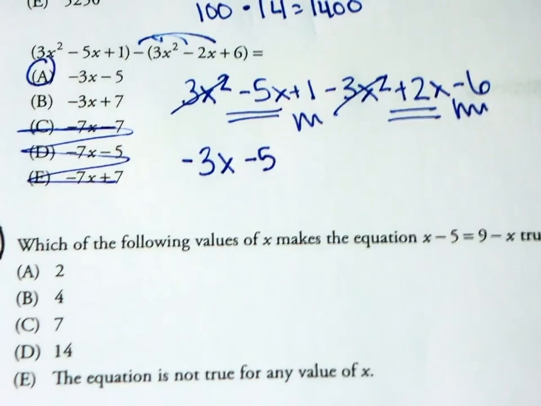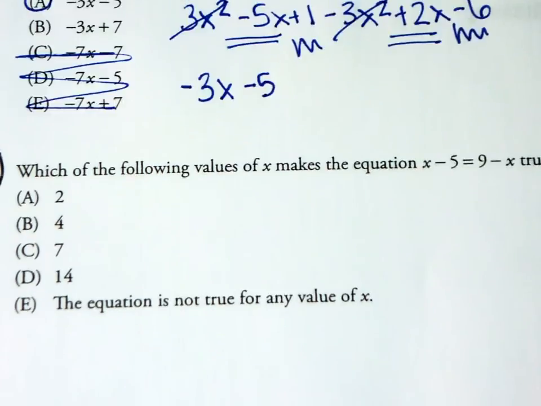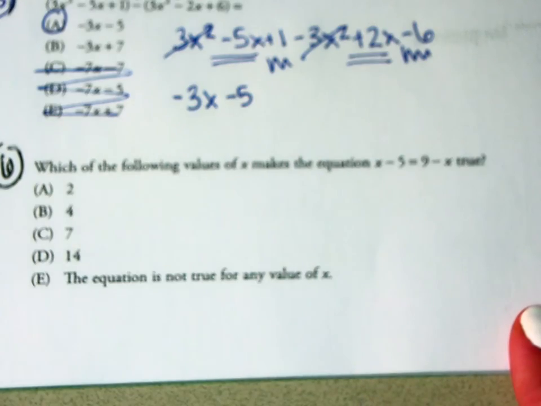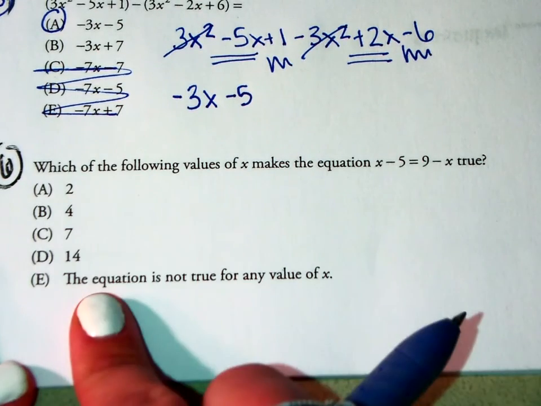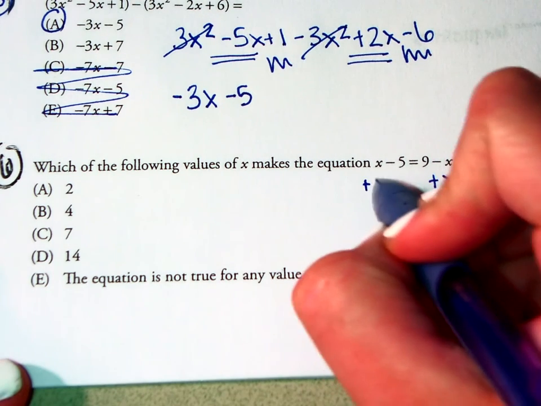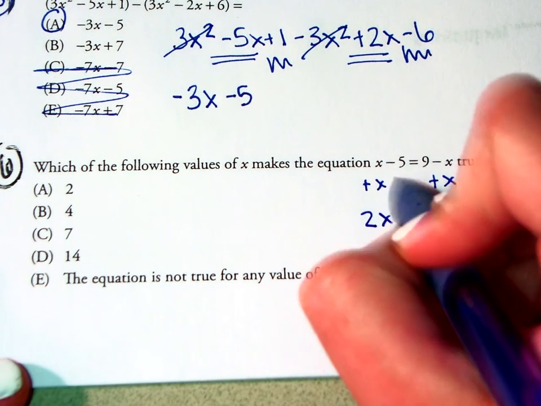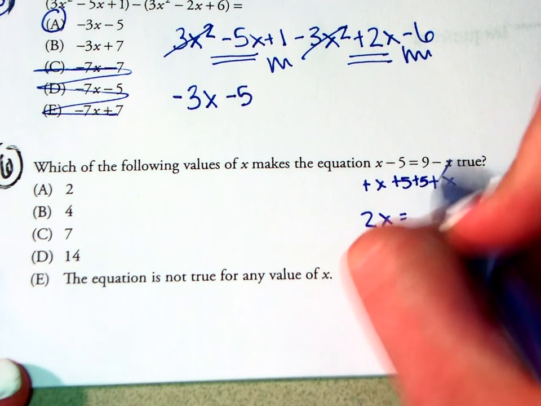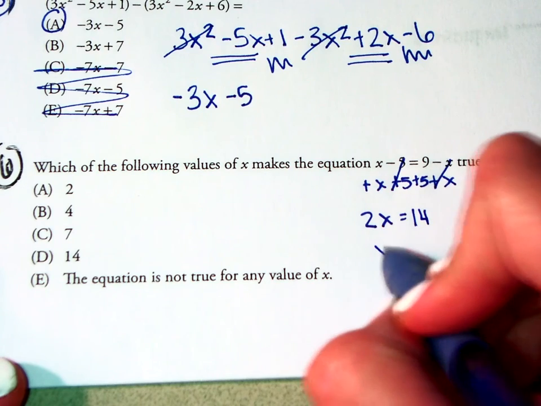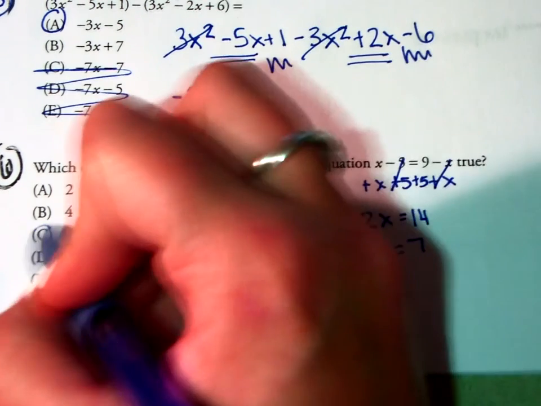Okay, number 6. Which of the following values of x makes the equation x minus 5 equals 9 minus x true? You could plug in these answer choices if you want, or honestly, I would just solve it. So I'm going to add x. I get 2x, and I'm also going to go ahead and add 5. So these are moving. 9 plus 5 is 14. When I divide both sides by 2, I get 7, which is C.